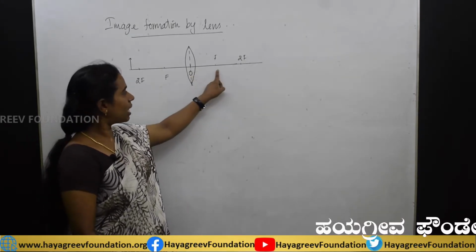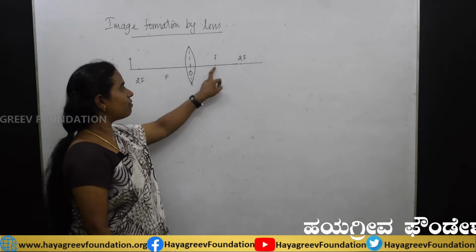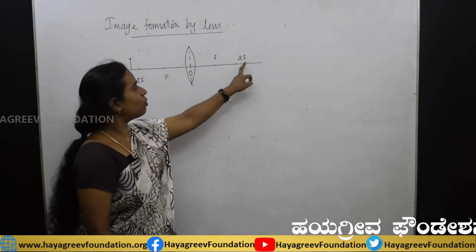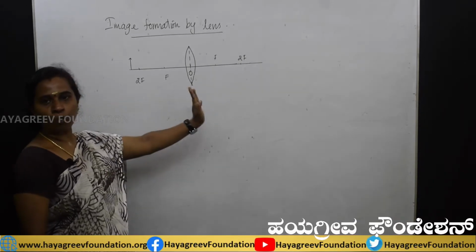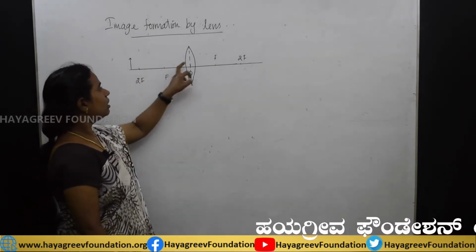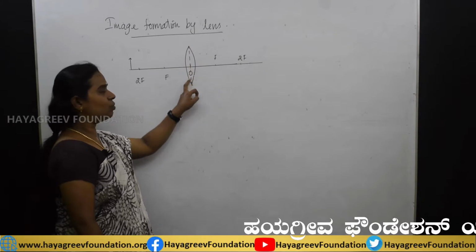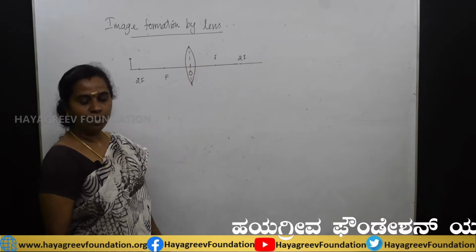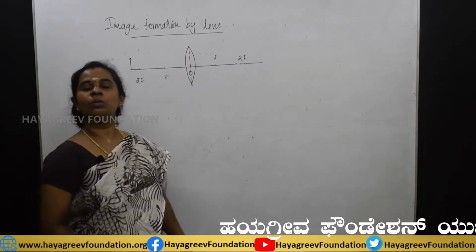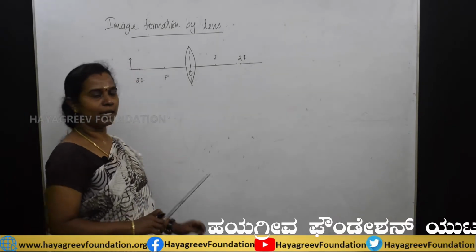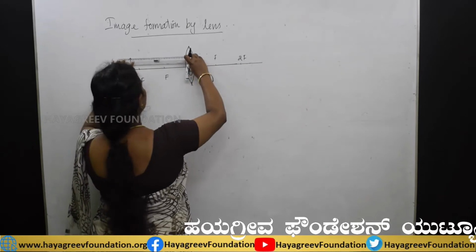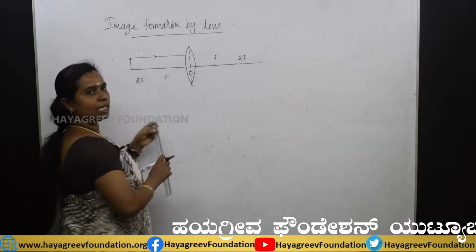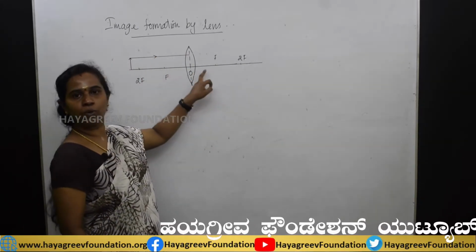On the right side and left side, the first point we have to call F, the next one is 2F, that is nothing but twice the focal length. In the middle of the lens we need to draw a dotted line. The first ray I am going to explain is the parallel ray, which is passing parallel to the principal axis. Up to the dotted line this ray has to come straight.